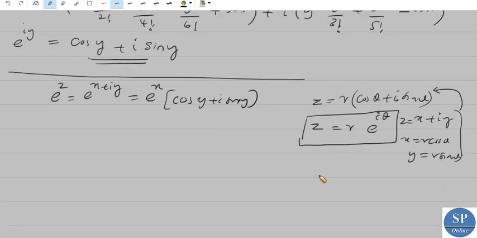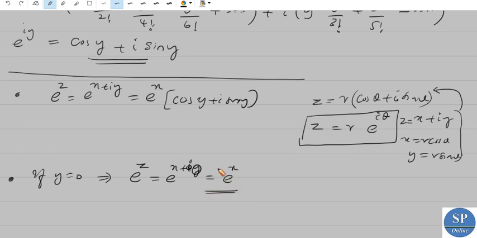Next point: from this exponential function, if we choose the imaginary part y = 0, then we have e^z = e^(x + i·0), so this is nothing but e^x itself. By replacing y here, we get cos 0 + i sin 0. Cos 0 is 1 and i sin 0 is 0. So we can write this is e^x itself.